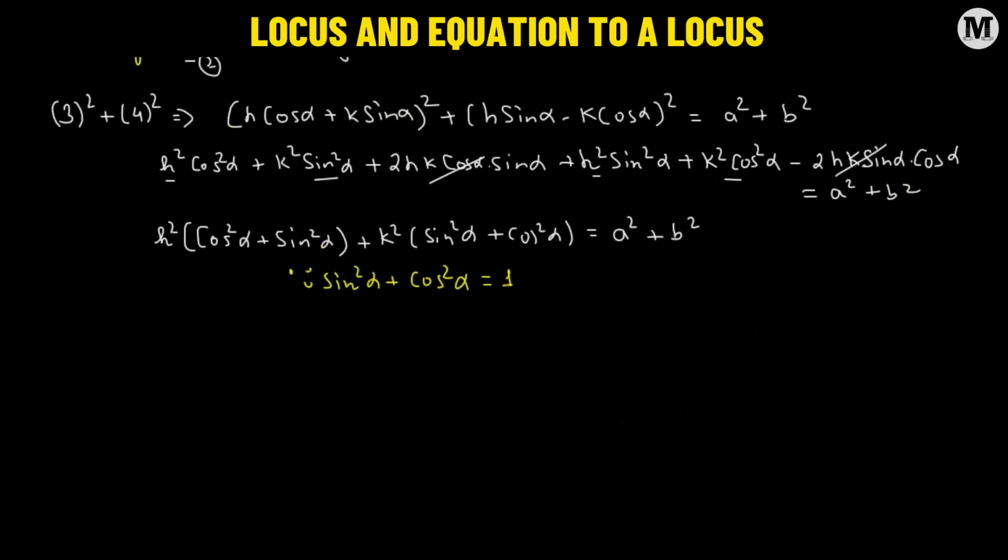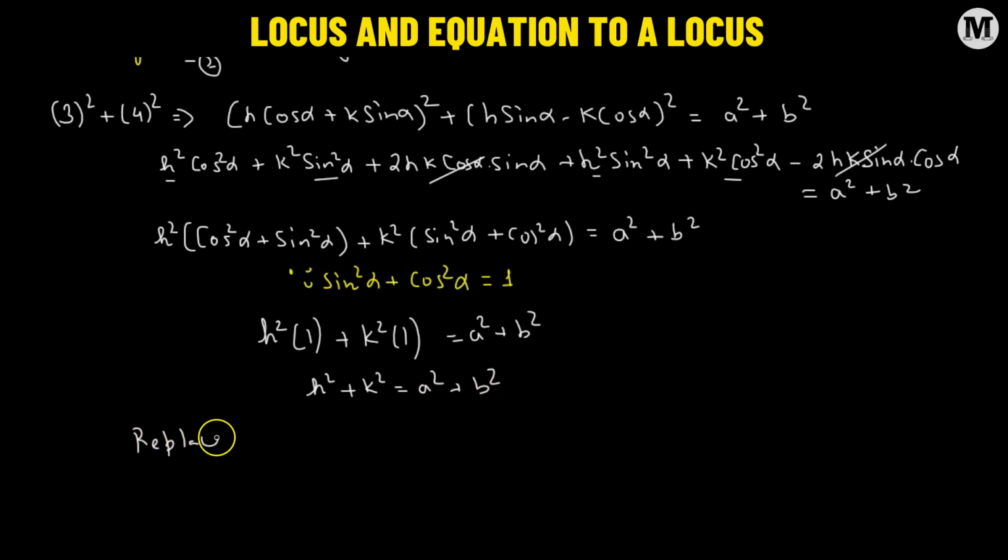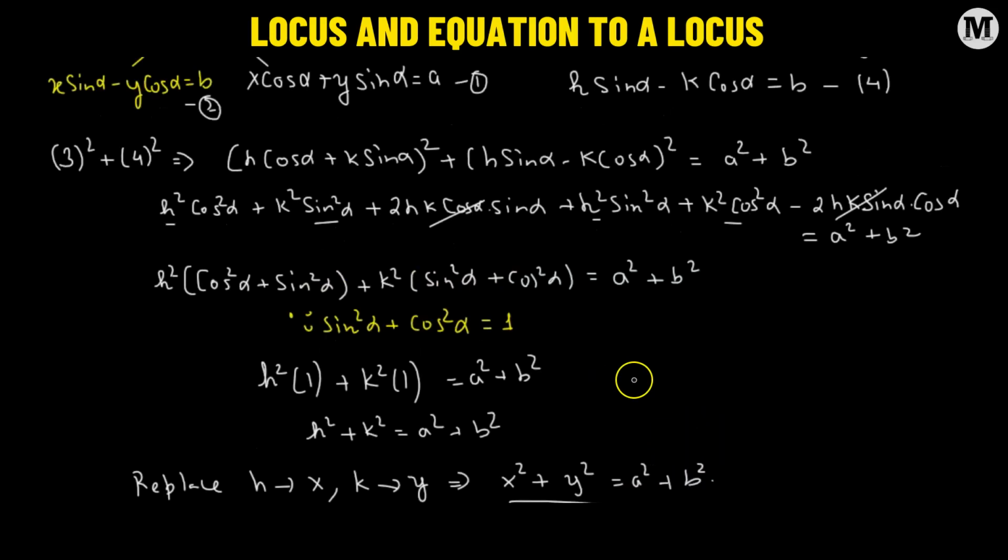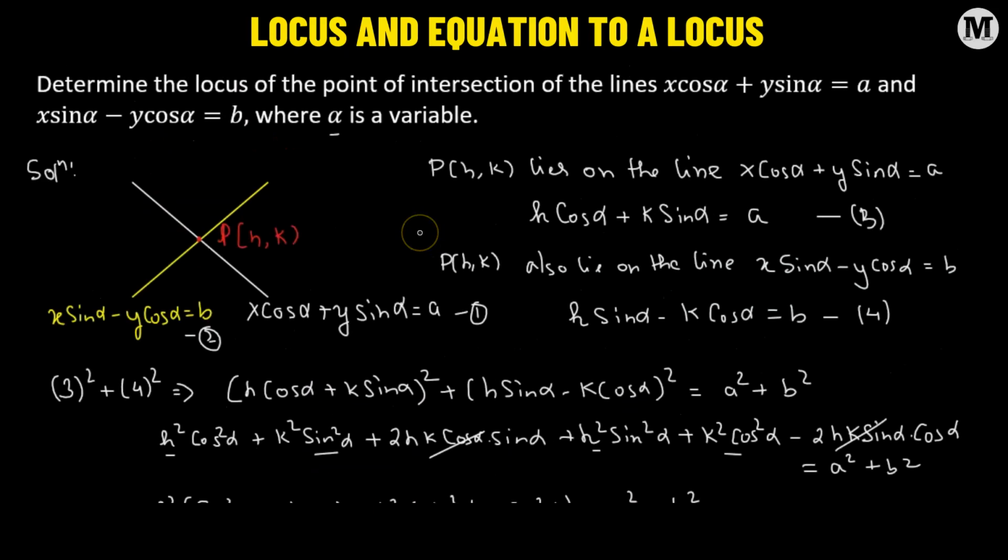So now what are we left with? We are now left with h squared times 1 added to k squared times 1 equals a squared plus b squared. So that means we have h squared plus k squared equals a squared plus b squared. So almost done. All we have to do is finally replace the value of h with x and the value of k with y, and this is going to give us the locus of that particular point, x squared plus y squared equals a squared plus b squared. This is going to be the locus of the point of intersection of the two lines, which are given by equation 1 and equation 2.